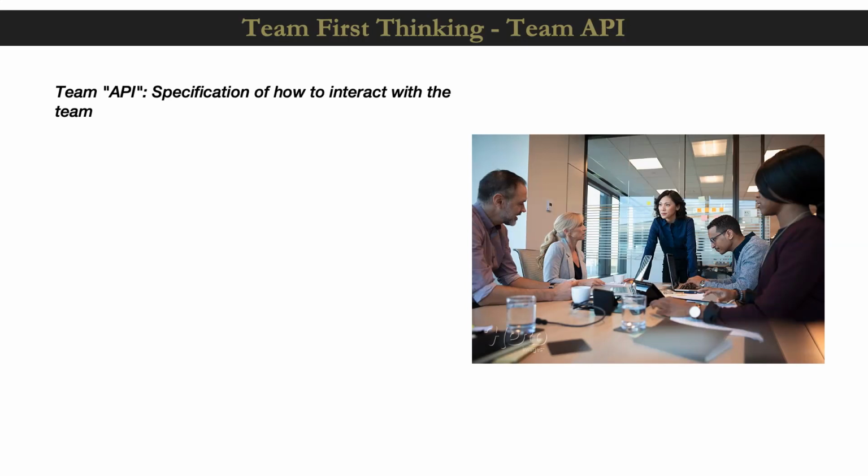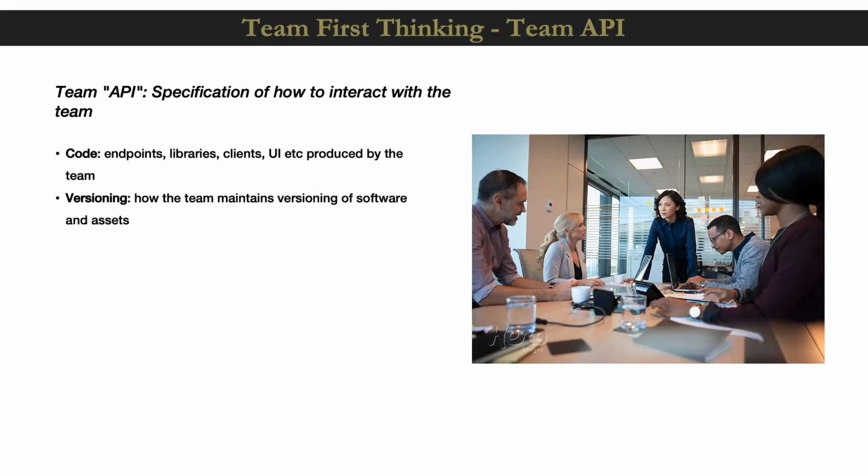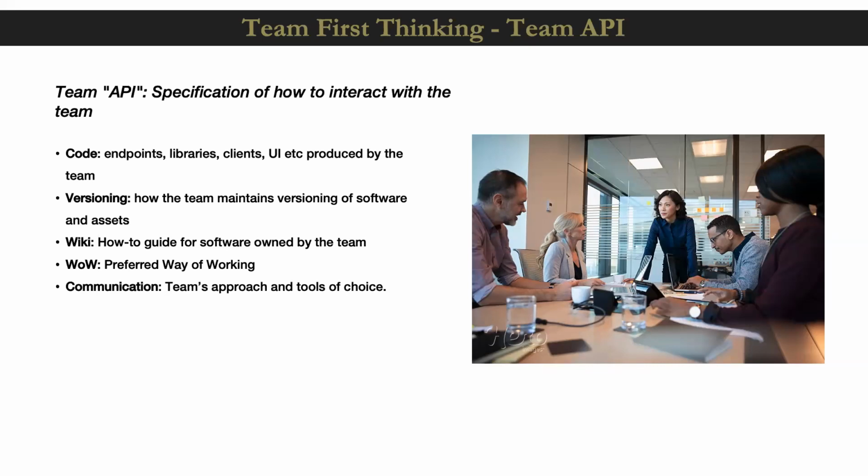So we're borrowing this concept from development and applying that to the team to understand that the teams can also specify a few attributes that can help other teams better interact with them, such as the code that the team is responsible for, any versioning methods, the versioning software, the assets that the team is versioning, a wiki page on the specific documentation around the software that team owns, the principles and practices that are being utilized by a team. Is it a Scrum team, a Kanban team? What's their preferred way of working? What kind of communication tools they'd like to use?